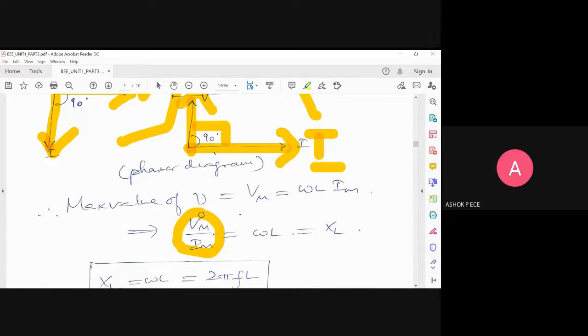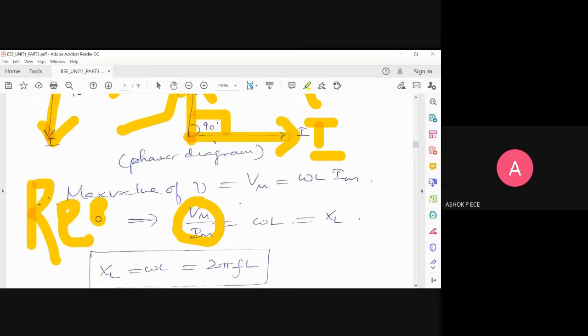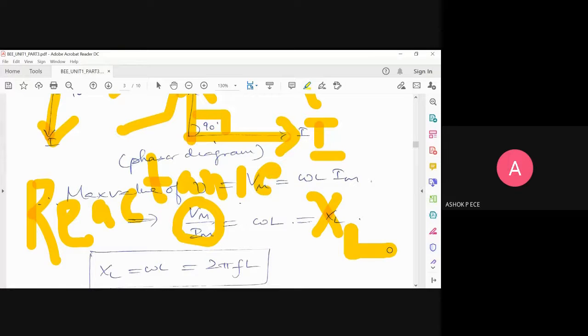So to differentiate that, I'm going to introduce a new term. For an inductor and capacitor, we don't have something called resistance. We are going to call the same term reactance. So Vm by Im is going to be given by XL. Whenever you see the term X, it is going to be the reactance. So XL indicates the reactance of the inductor. It is equal to what? Omega L. This is how we obtain the reactance of an inductor.